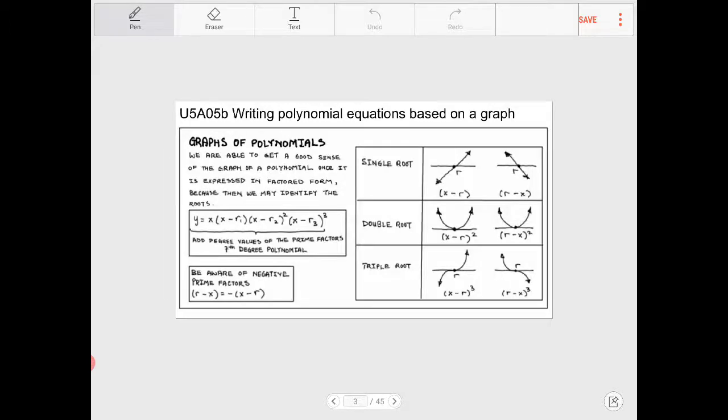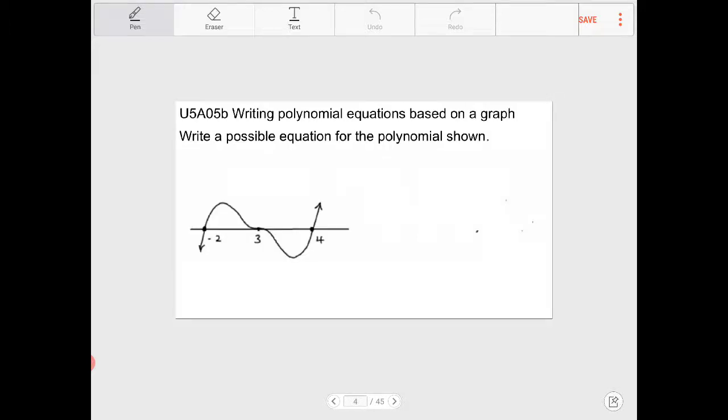Again, understanding the behavior of the roots, whether we have a single, double, or triple root, is important so that we can understand how the polynomial is behaving as it is heading towards the roots on the x-axis. Let's take a look at our first example together. So I have this polynomial.